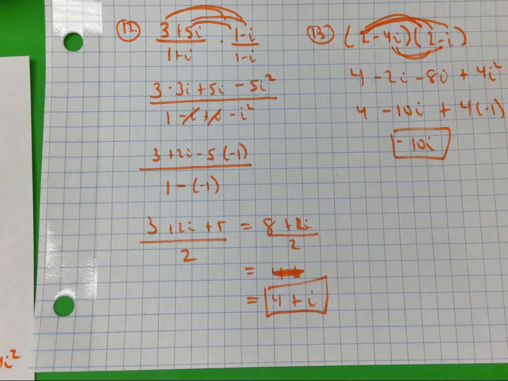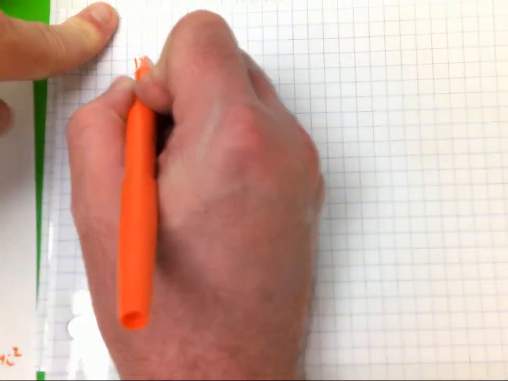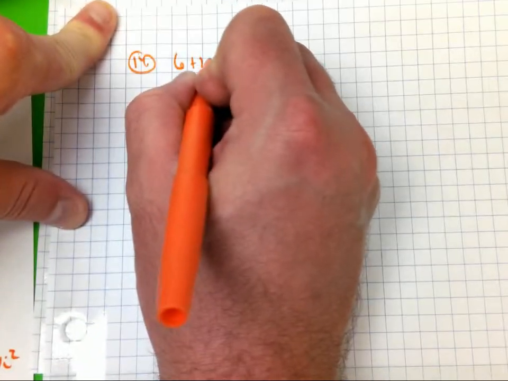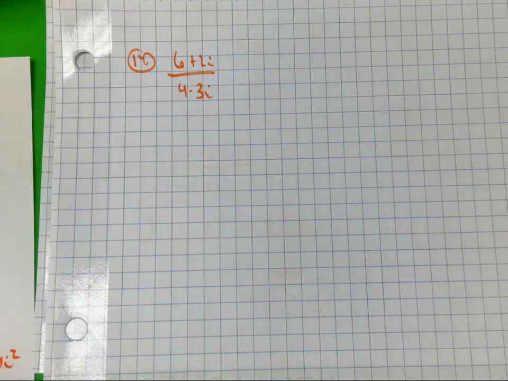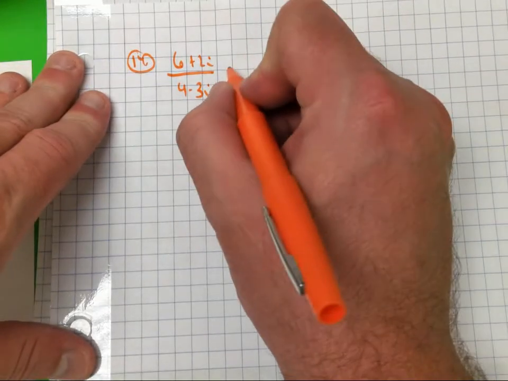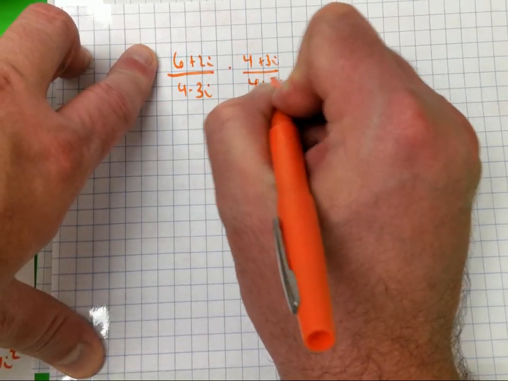Going on to number 14. 6 plus 2i over 4 minus 3i. There's an imaginary unit in the denominator. I'm going to get rid of that. I'm going to multiply by the conjugate, which is 4 plus 3i.